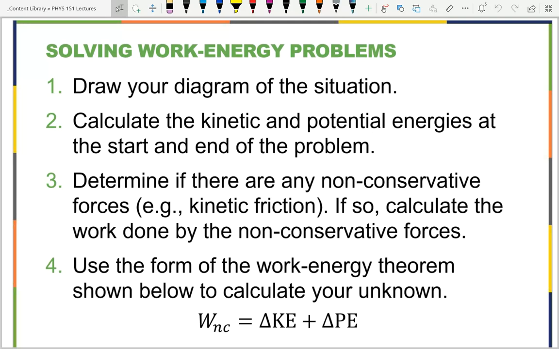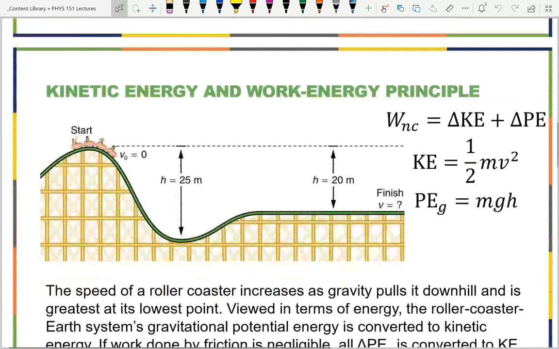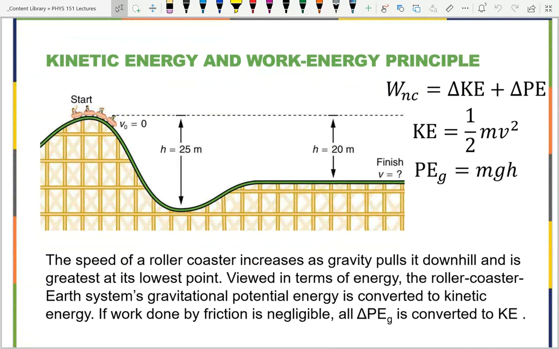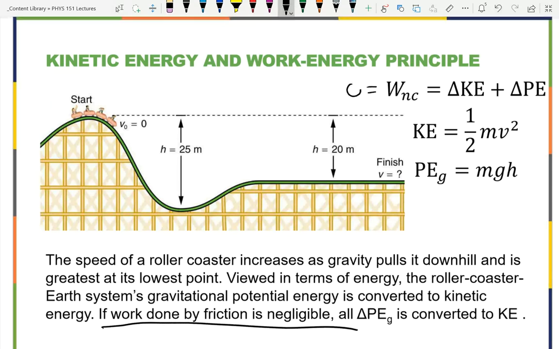So let's do this. Problem number 1. We have a roller coaster, and it goes down a hill, comes up a little, and notice the bottom line there. If work done by friction is negligible. What does that mean? That means work non-conservative is 0. So for this problem, this line here tells me that I can set this equal to 0. It's the easy case. The figure's already drawn, so I don't need to draw the figure.